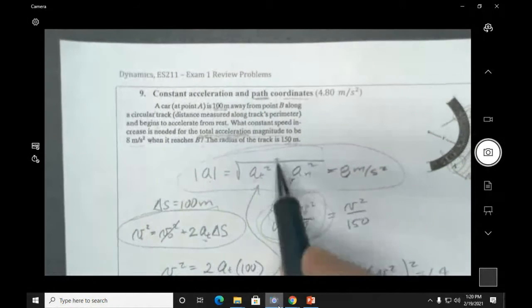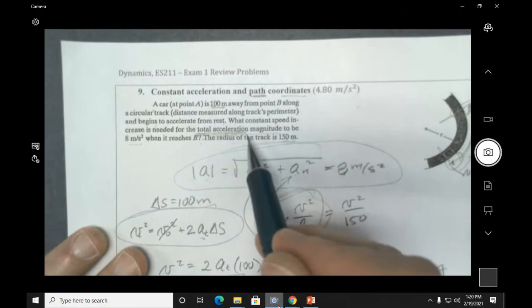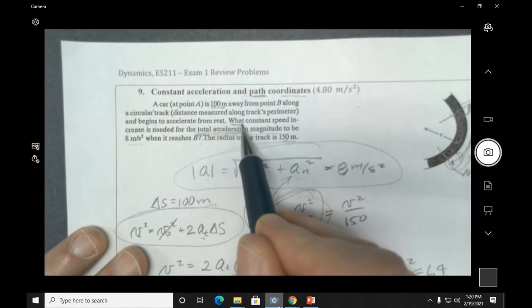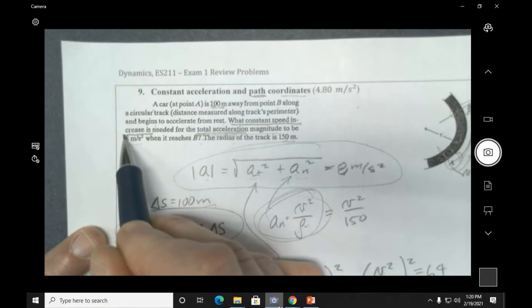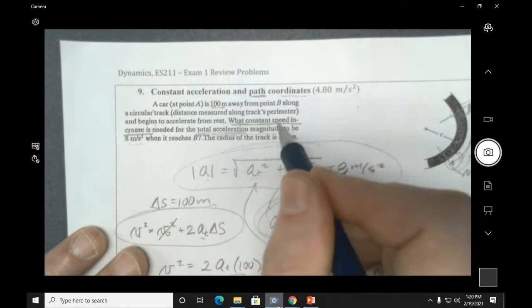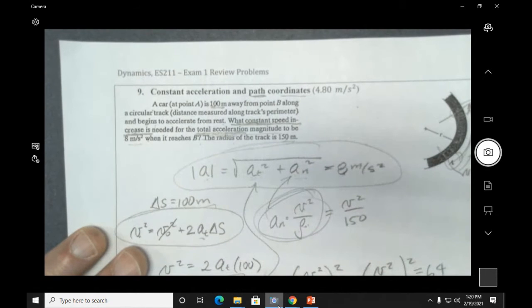It's a great question. And it does bring up a really important point. When you get towards the end of the problem, make sure you go back and see what they were asking for. What constant speed increase is the big thing that's being asked there? Does that make sense?